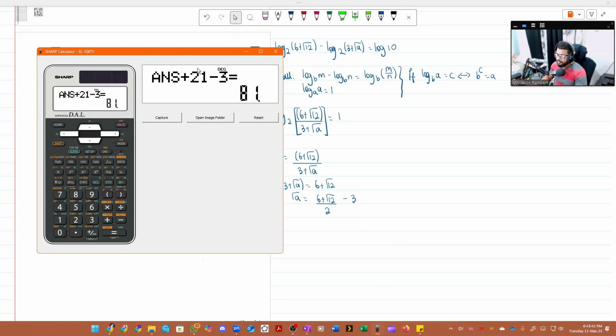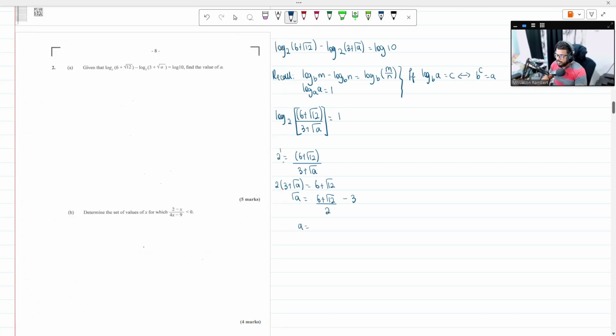Pull up my calculator. 6 plus root 12, that's my numerator, divided by 2. And my denominator, take away 3. And I'm squaring this. So a is equal to all of this, all squared. a is equal to 3. So you don't have to go and look to rationalize, because I know when you see a root on the denominator, you're thinking rationalization. Okay, a is 3.